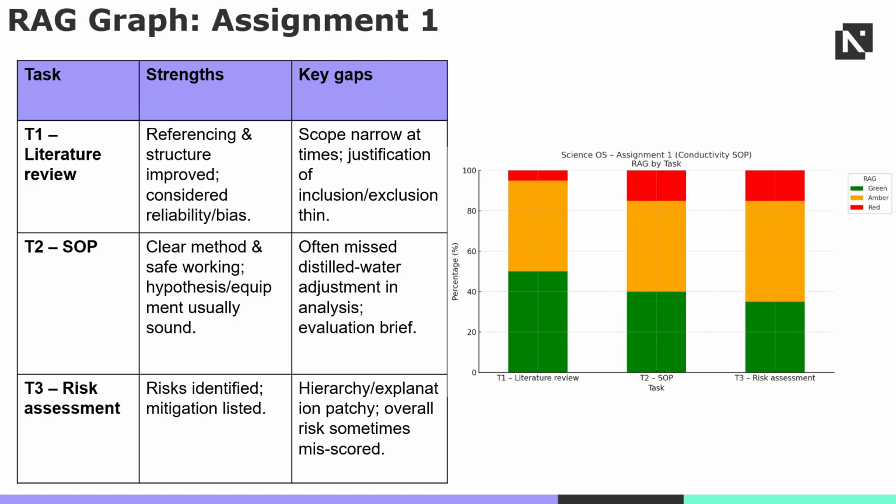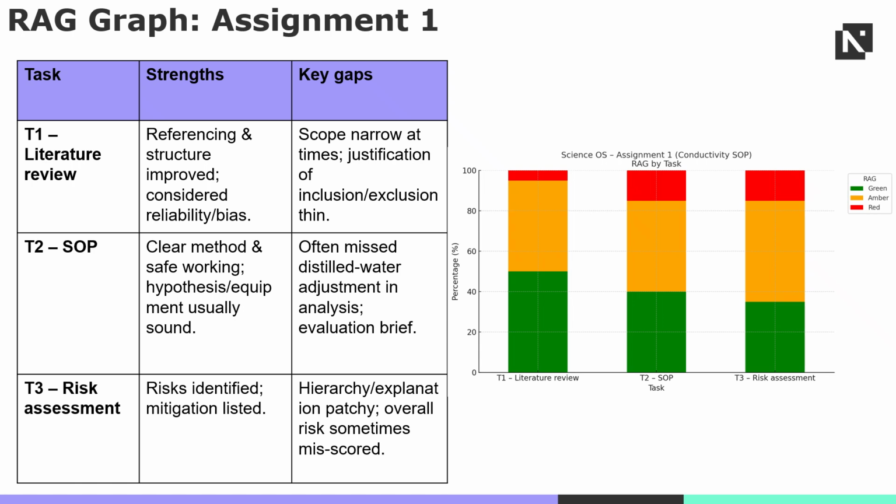Learners often listed sources but didn't say why they included or rejected them, or how each source shaped their SOP choices. What good looks like is a 1-line claim from each source, a sentence on trustworthiness and a final paragraph that links findings to method choice, for example meter type, temperature control, rinsing protocol.